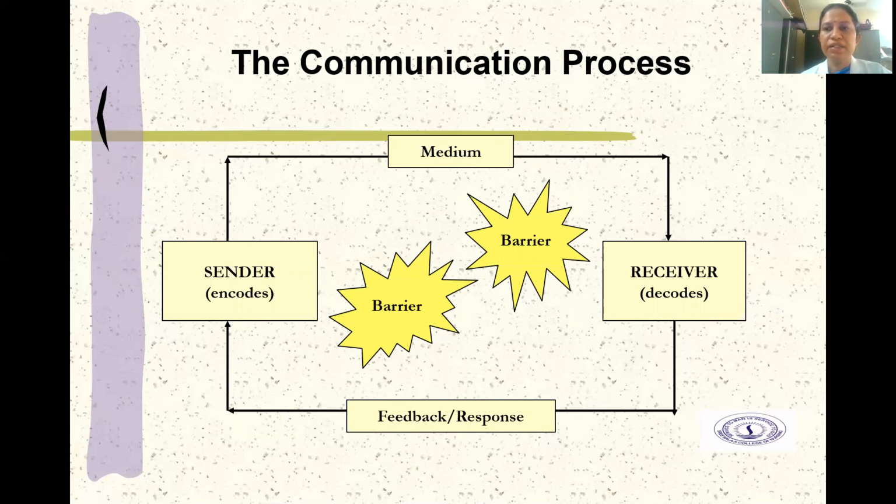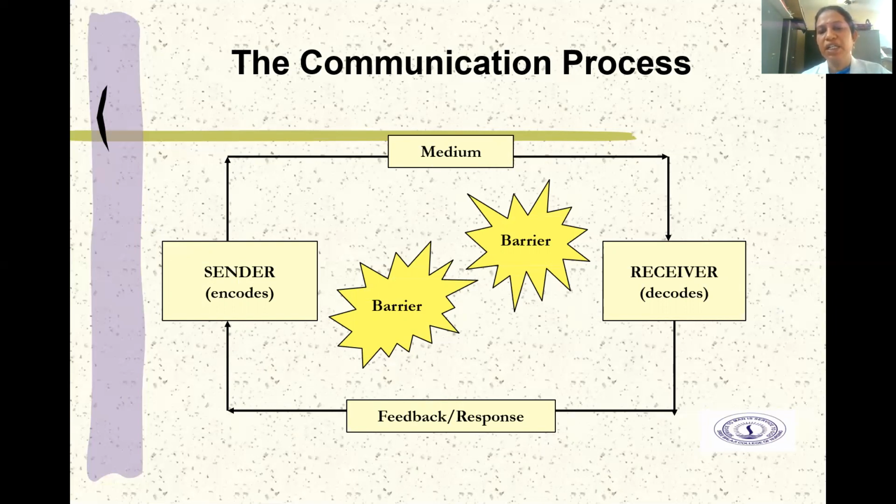The medium is the language. It may be Tamil, English, Malayalam, whatever language both of them understand. So the common medium should be there. Whatever the sender says should be received by the receiver. So the language should be common for them. They should know the language. So: sender, medium, and receiver. Then there is feedback and response. That is, the receiver will understand and give a response to the sender.